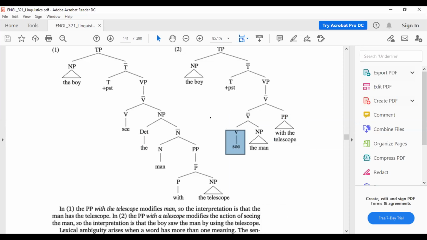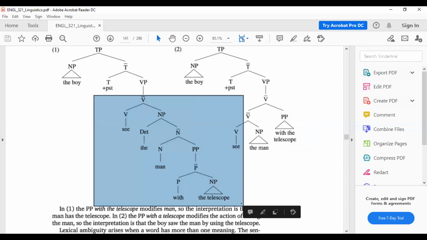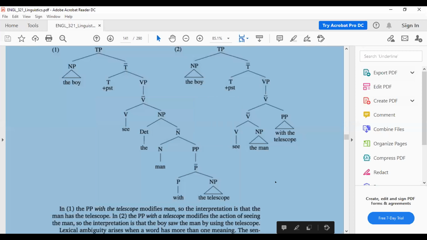So if I give you this tree in the exam, and then I ask you, what's the meaning according to this tree? Then you have to say, the boy used the telescope to see the man. But the meaning according to the other tree is that the man saw the boy, we don't know how, and the man had the telescope. Okay?